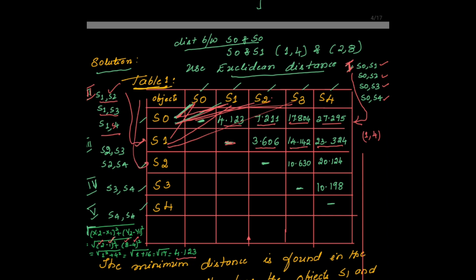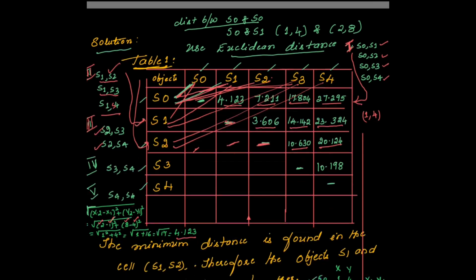Then in the third row you have s2 and s0. S2 and s0 were already computed in the first row, so we will not do anything. S2 and s1 we have done in the second row, not required. Next s2 and s2 is not applicable, we put a dash. In the third row you have to calculate the distance between s2 and s3, and s2 and s4. So s2 and s3 is 10.630, and s2 and s4 is 20.124.